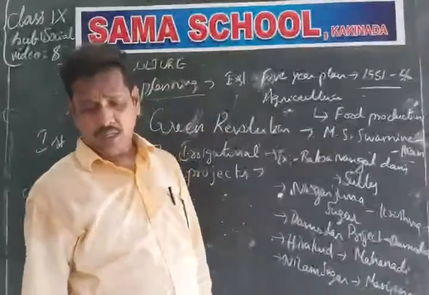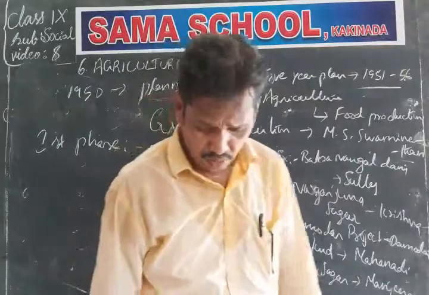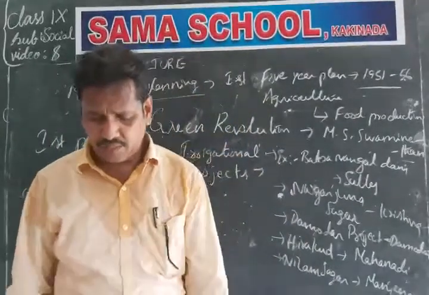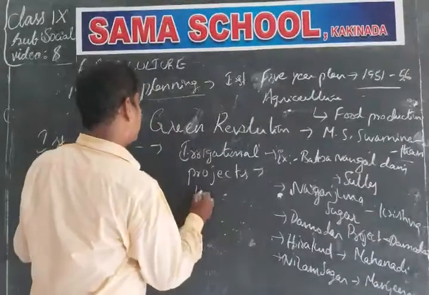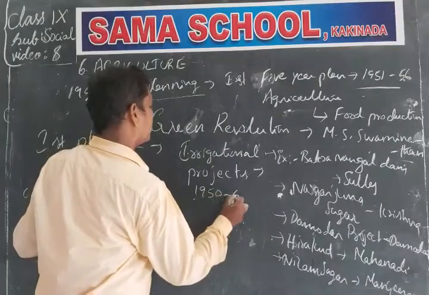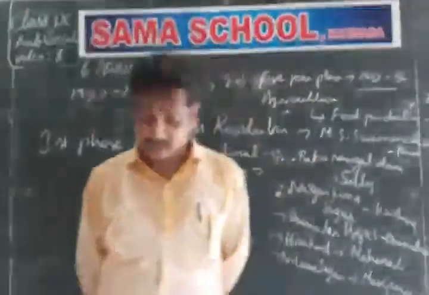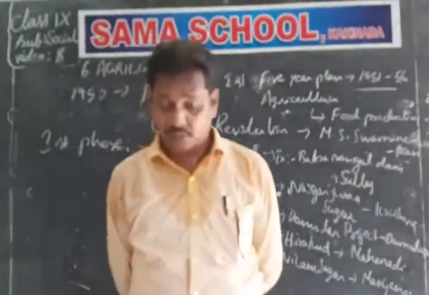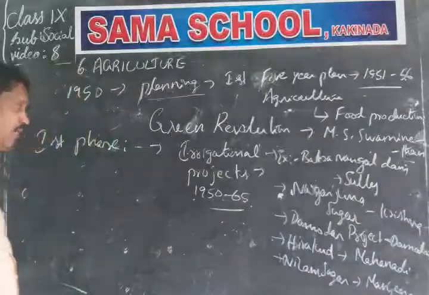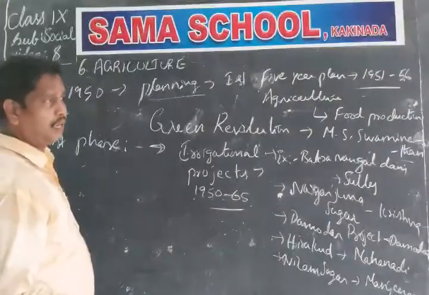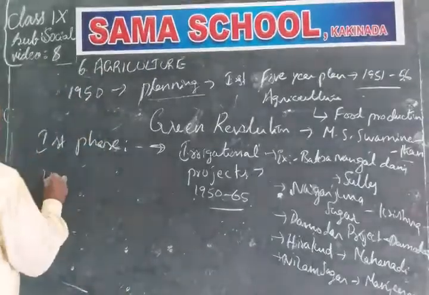So finally, our main ultimate goal is to provide water to the fields first. Between 1950 and 1965, all these dams were constructed. All major and minor dams were constructed to provide water to the fields. So this is the first phase of the Green Revolution. Why? Because of the lack of water, crops were not ripening properly. So these steps were taken.